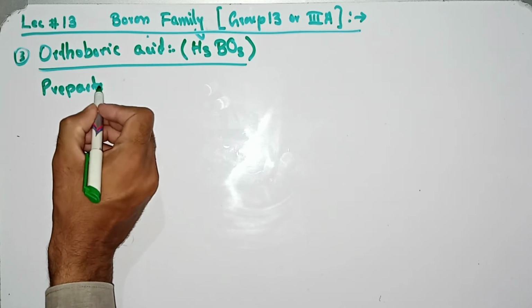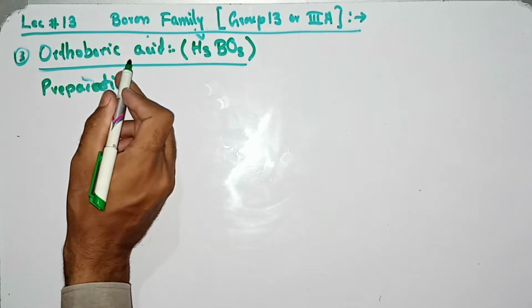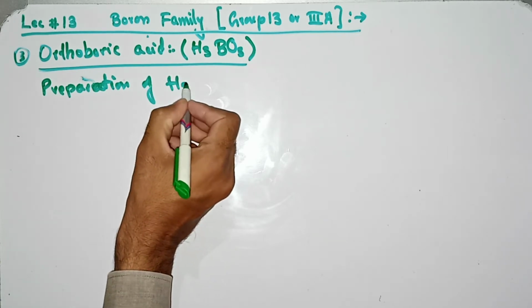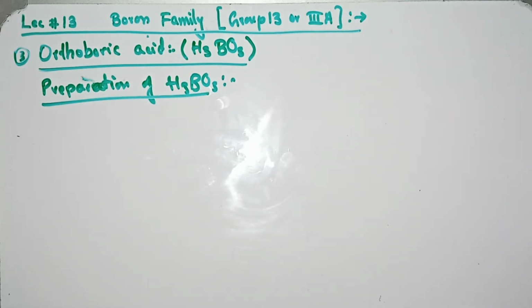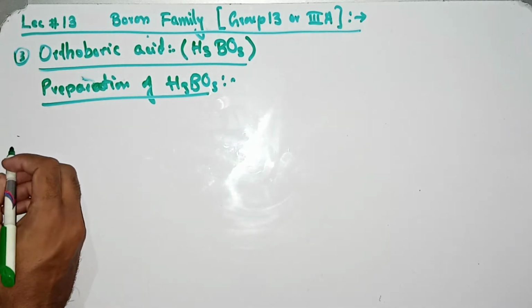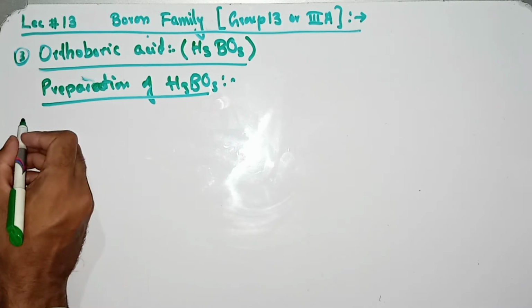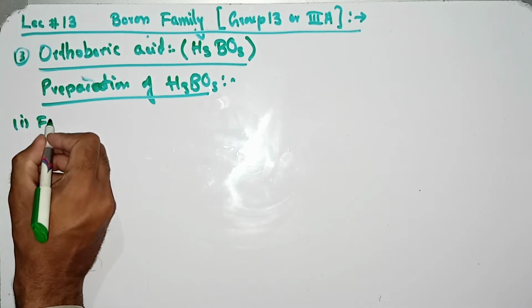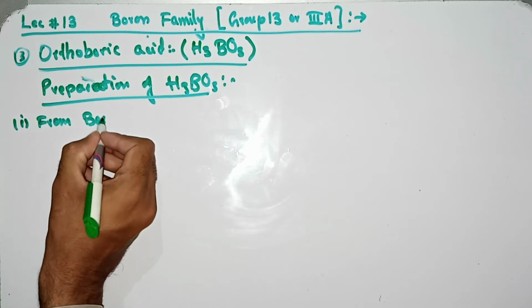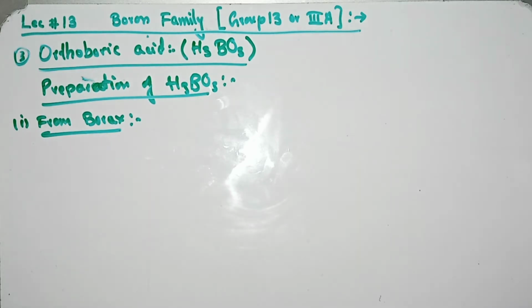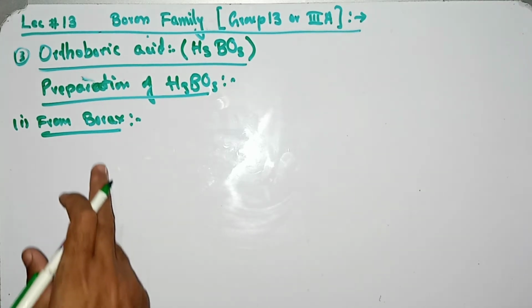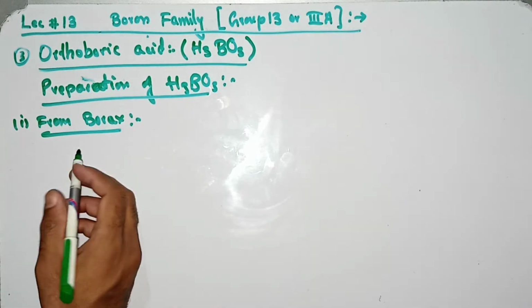Number one, preparation of orthoboric acid. How can orthoboric acid be prepared? It can be prepared in several ways, from different compounds. It can be prepared from borax, which I explained in the previous lecture, lecture number 12, if you remember. So how can orthoboric acid be prepared from borax?